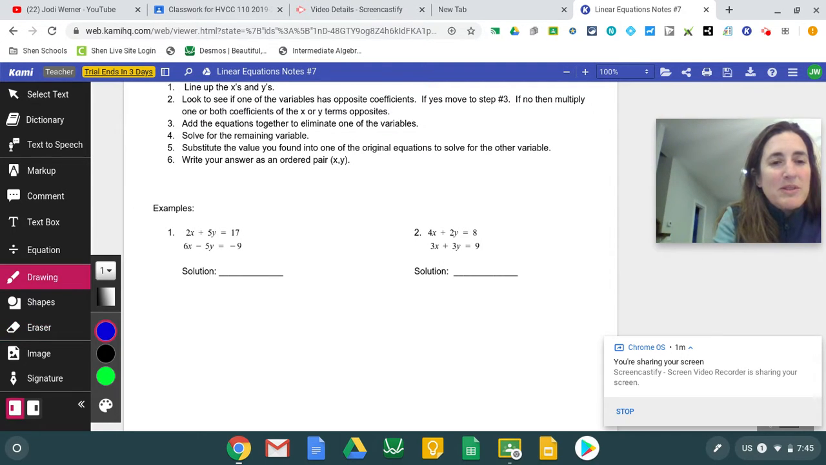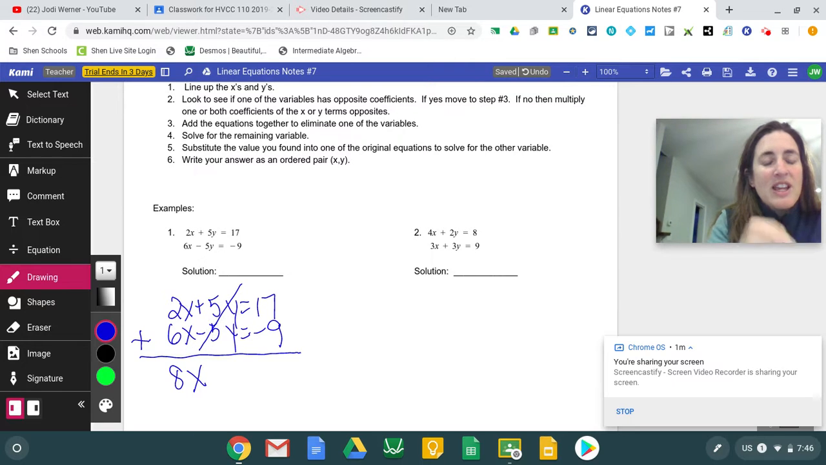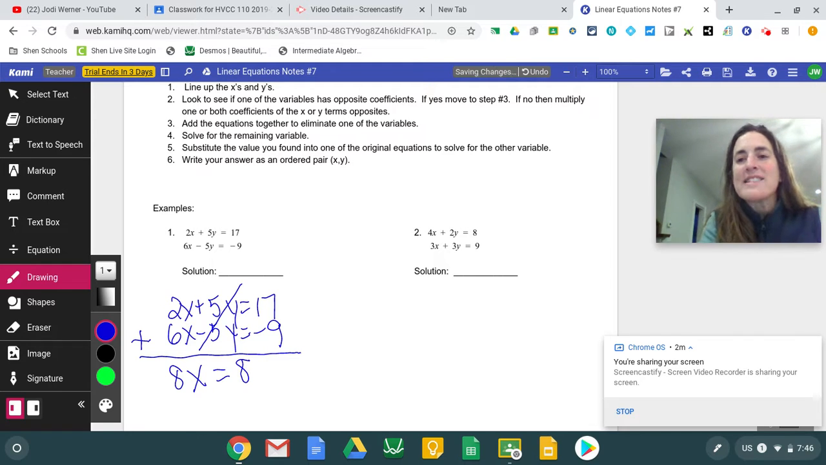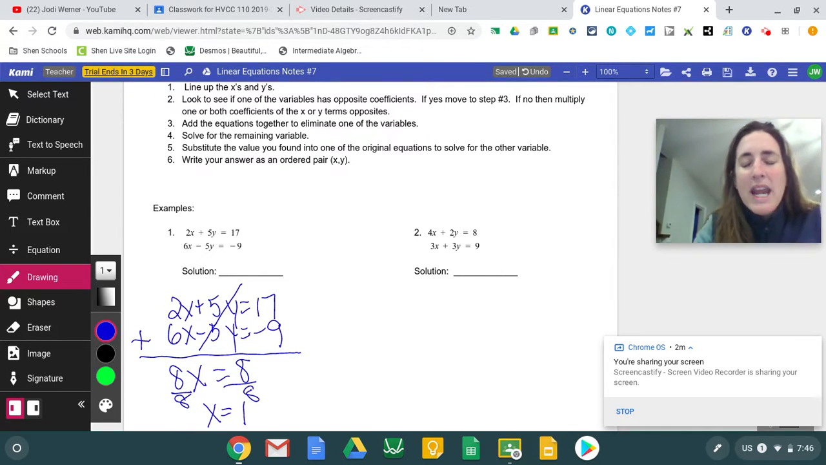So if I take 2x plus 5y equals 17 and 6x minus 5y equals negative 9, and I pretend to add them together, watch what happens. 6 plus 2 is 8x. 5y take away 5y is gone. And 17 plus negative 9 is really just 17 take away 9, or 8. Now the y's have been eliminated. That's why it's called elimination. So now all I have to do is divide by 8 on both sides. So I know x is 1. That's joyous.